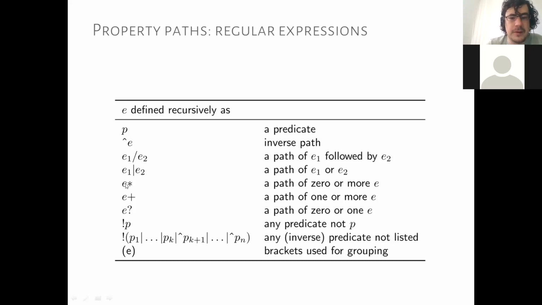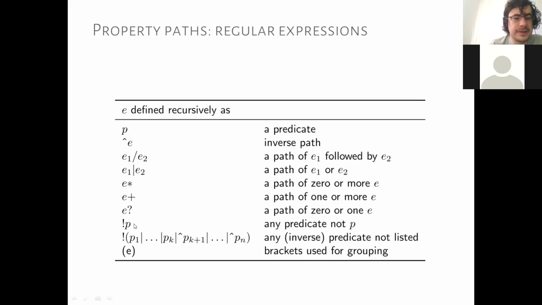We can have a path of 0 or more E. So for example, for ancestors, parent star would get us ourselves and our parents and our grandparents and so forth. Path of 1 or more E: for example, if we had parent plus, then we would get our parents or grandparents and so forth, but not ourselves. E question mark is a path of 0 or 1 E. So this would get us ourselves or our parents if we had parent question mark.